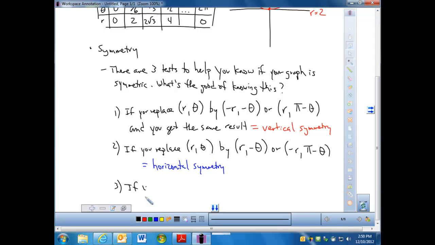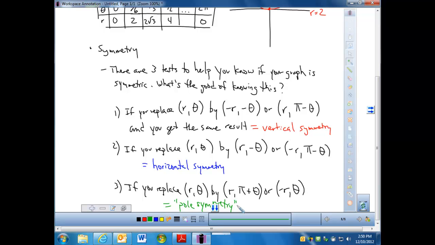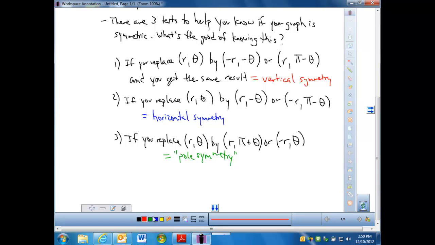And then the third one, if you replace r, theta by r, pi plus theta. So what we're really saying is if you go 180 degrees away from where you're at right now, and that result gives you the same point, or if you just go the opposite direction, so the opposite of r comma theta, and you get the same result, then you have what's referred to as polar symmetry, or symmetry. Basically, it's like 180 degree symmetry. It's diagonal symmetry. It's symmetry across the origin or the pole.